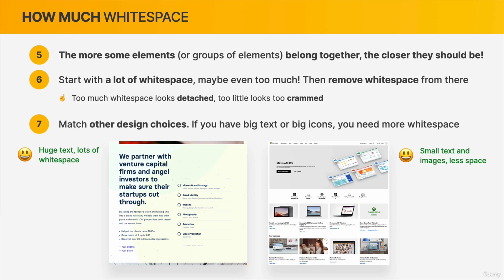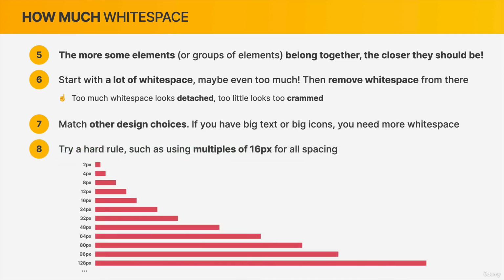And now finally, when it comes to actually choosing the values for your white space in CSS, you can try to follow a hard rule just like we have been doing with the font sizes. Now, of course, you should not use the same rule as we used in typography, because that one is specially adapted for text. But instead, you can use a rule like this one, which only uses multiples of 16 pixels for all the margins and paddings that we apply on a page.